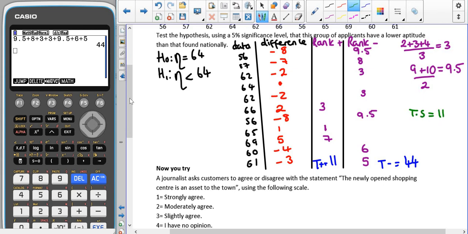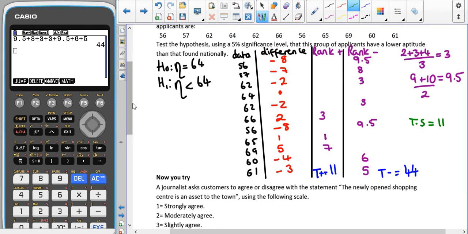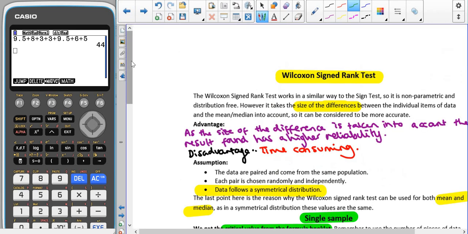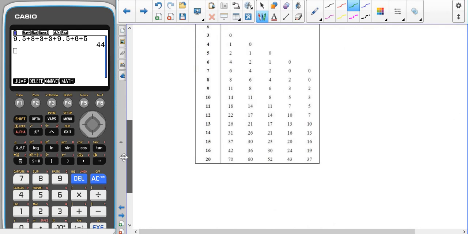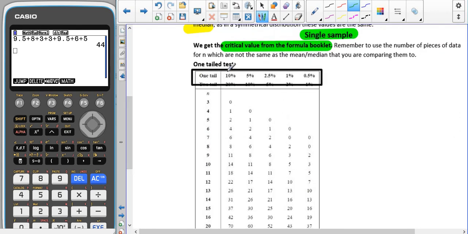And we're going to get our critical value from the table which I described before. So remember that the number of pieces of data that we have is 10, because we are not counting this one here that had a difference of 0. So we have 10 pieces of data and it's one tail at 5%. So if we get our table up, one-tailed, 5%, 10 pieces of data, we can see here that the critical value is 11.